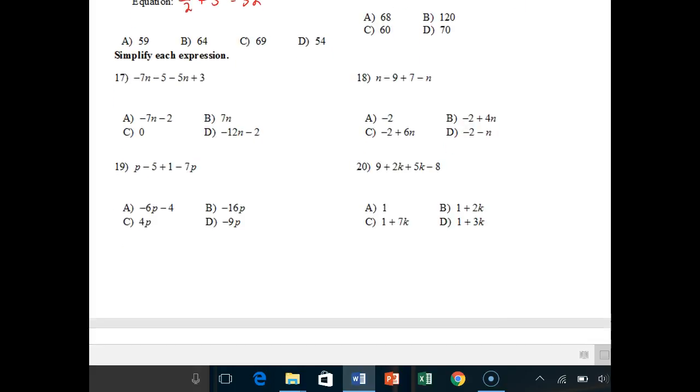And then lastly, simplifying expressions. Remember, here we're not going to end up with what the variable equals. We're just going to combine like terms. So you always change everything to plus and negative, plus and negative. And then we look to combine like terms. So -7, -5, that's -12n. And then -5 plus 3 is plus -2. So D, you got to do plus negative in your answers as well.